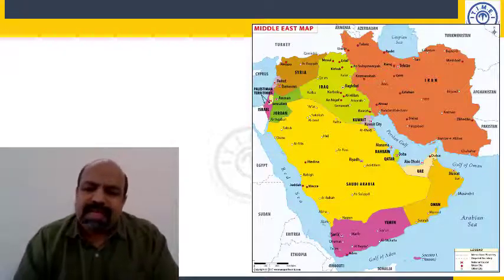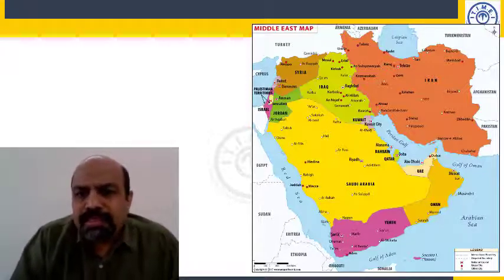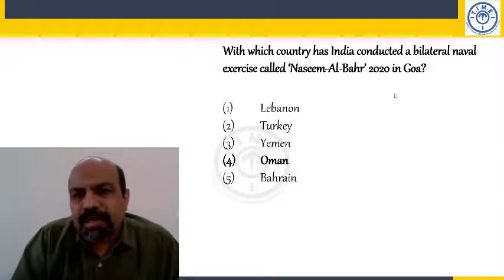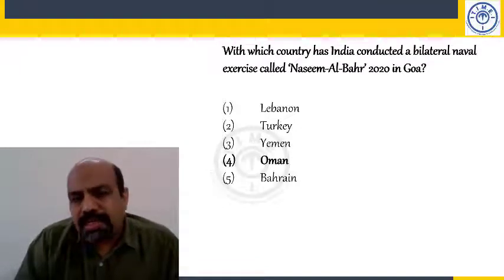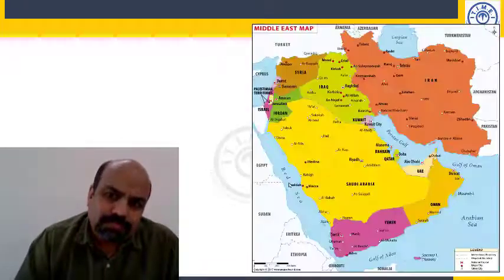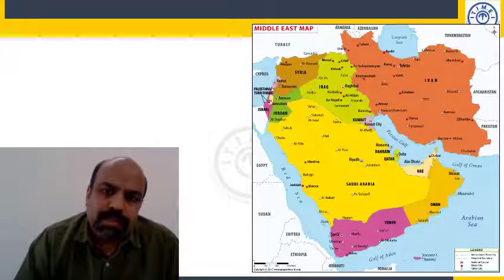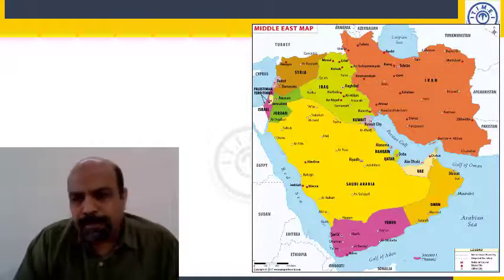This should be fine. We have written quite a lot. There was a mention of this Nasim al-Bahar, so I just took it there. In the past, we had discussed Turkey and all these countries. So this is Lebanon, and above it is Turkey.